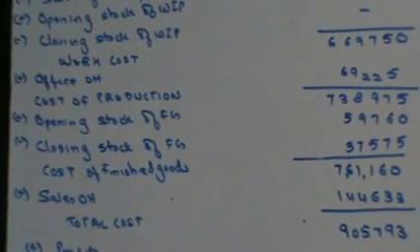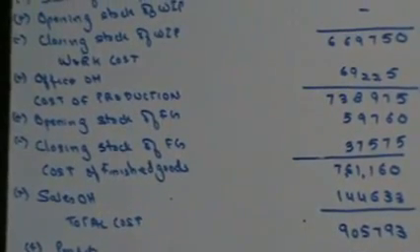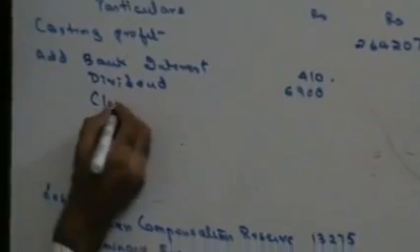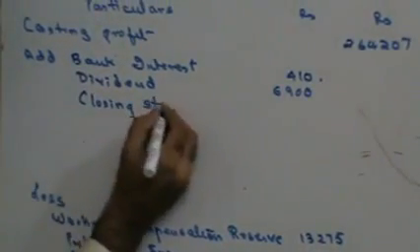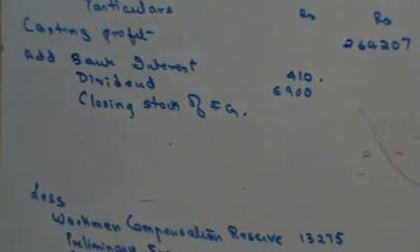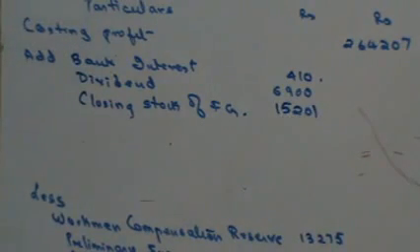Right? It is more in P&L and it is less in the cost sheet. It's less in the cost sheet, but it's a credit side entry, therefore it should come in more. So closing stock of finished goods. Someone please find out the difference and tell me how much is it. 52,776 minus 37,575. 15,201.